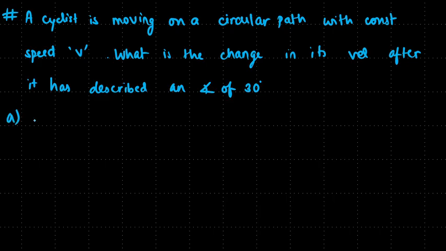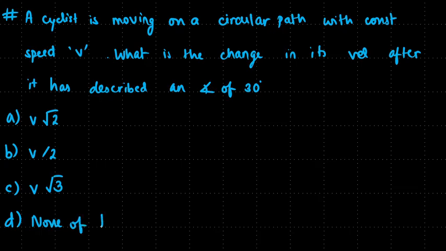And the options are v square root of 2, v by 1 half, v into 1 half, and v square root of 3, and finally none of them. So the last option is none of them.